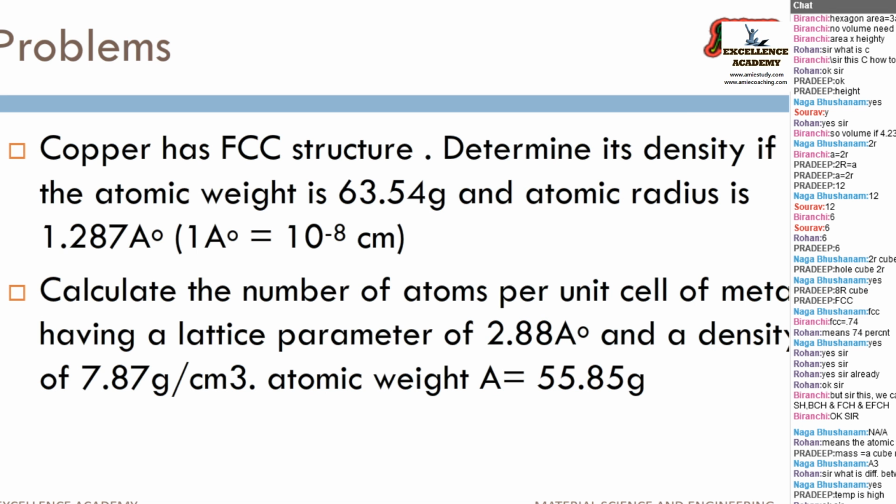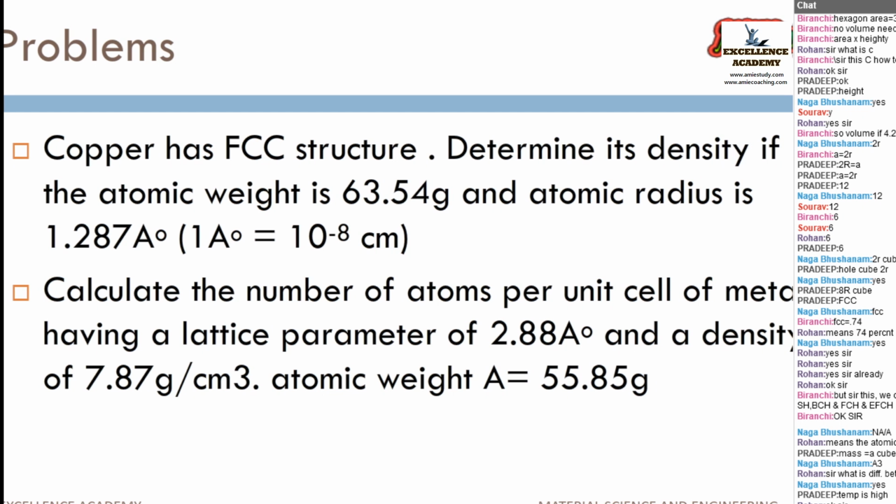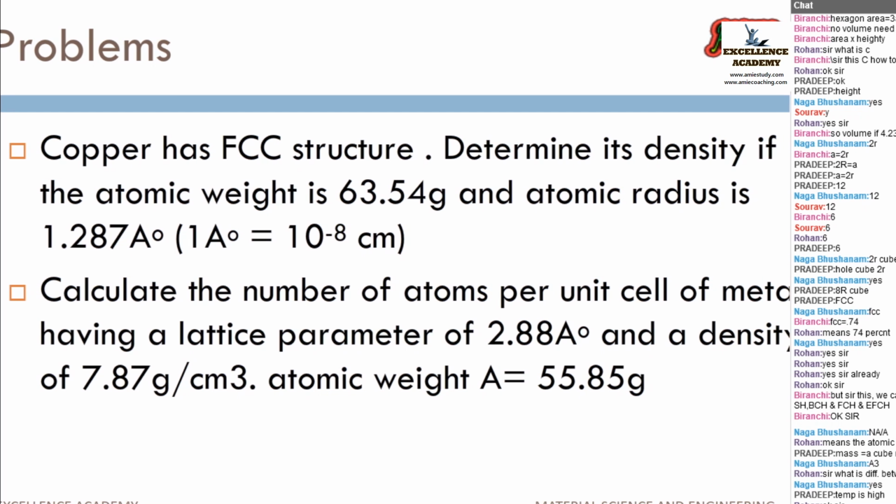Listen carefully. While doing the problem, you have to do certain things. While reading the question itself, you have to mark out the important tips you got from that question. For example, copper has an FCC structure, so you have to write in your paper FCC. Next, determine its density, so rho is equal to question mark. The atomic weight A is equal to 63.5 gram. Don't forget to write the unit.